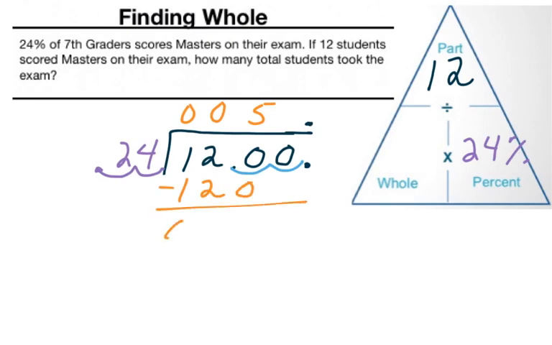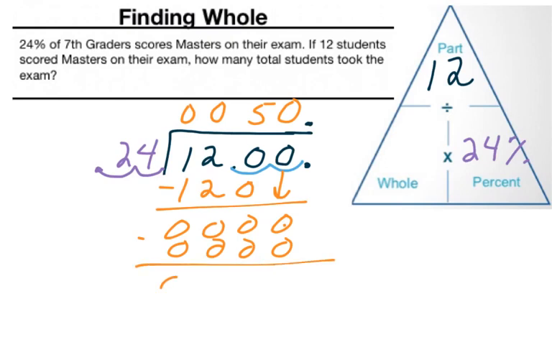You zero this out, 0, 0, 0, but you still have a bring down right over here. So 24 goes into 0. You kind of have to fill in that 1 space because 24 would go into that 0, 0 times. 24 times 0 is 0. So I'm doing a lot of basic zeroing out here, but the answer is going to be 50 up at the top. So the whole value, there were 50 students that took this test. 12 made masters, and that was 24%.